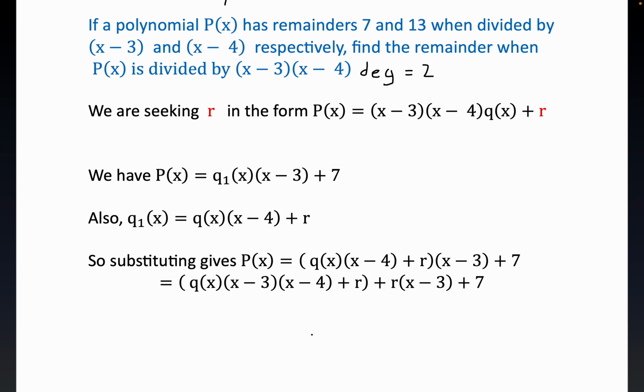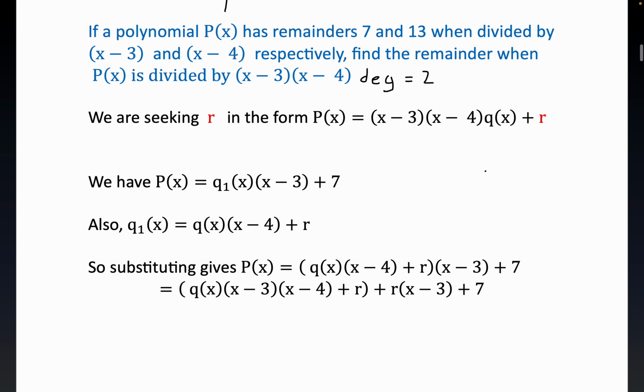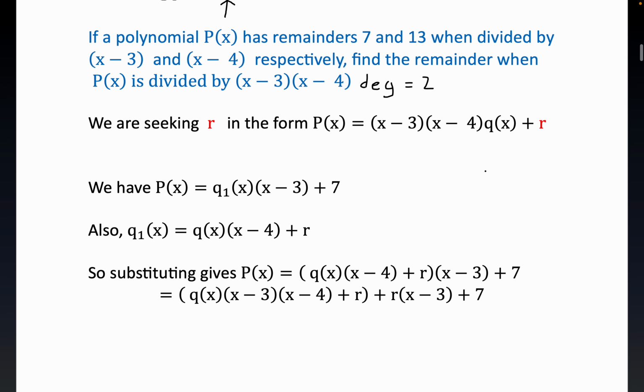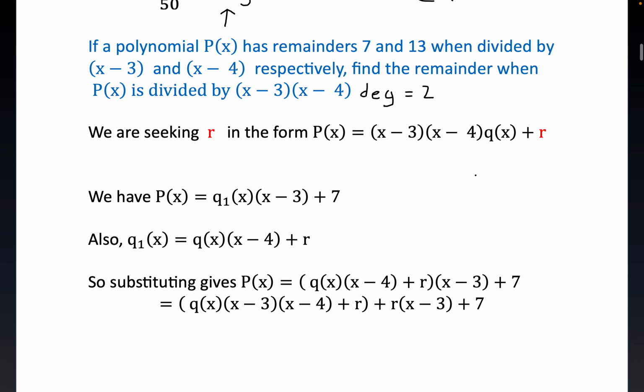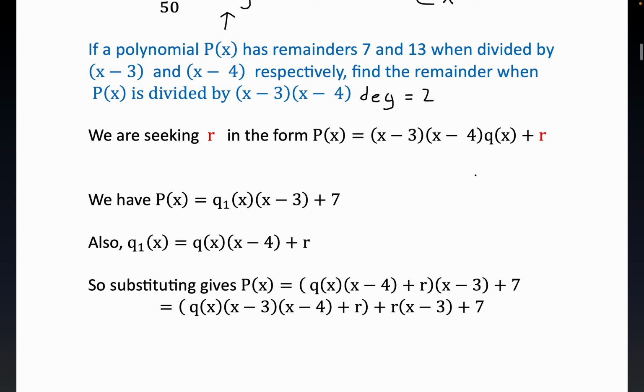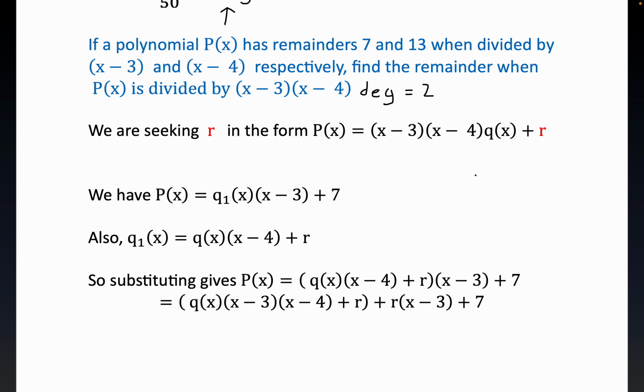And you see the nice thing about doing this is we get something that's close to what we're looking for. We have some q of x, times x minus 3 times x minus 4, and the r is sitting there. So we're already getting something that kind of smells like this expression right here. All right. Now, what piece of information haven't we used? We also know that p evaluated at 4 would be 13. Let me write that down.